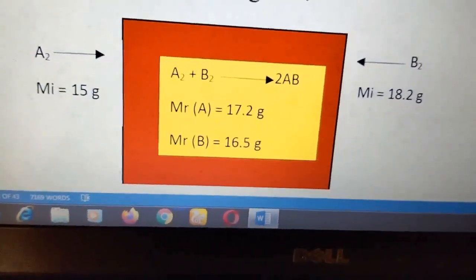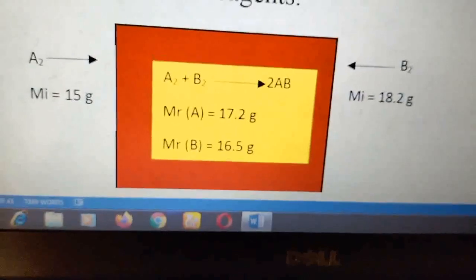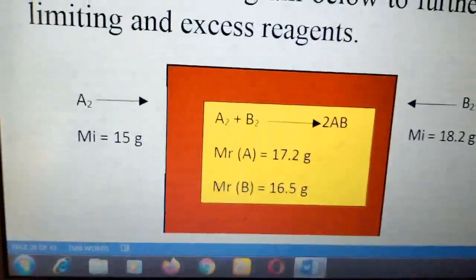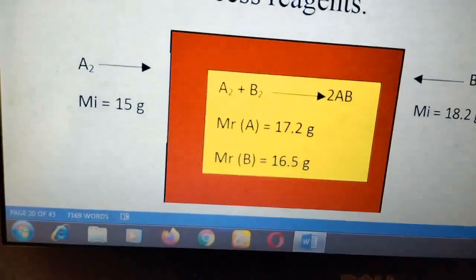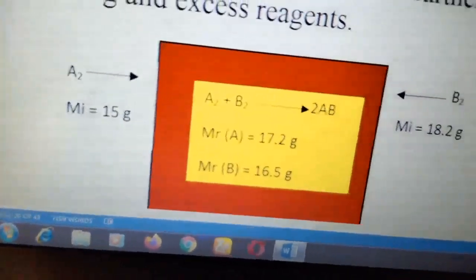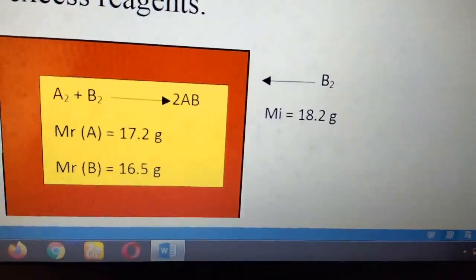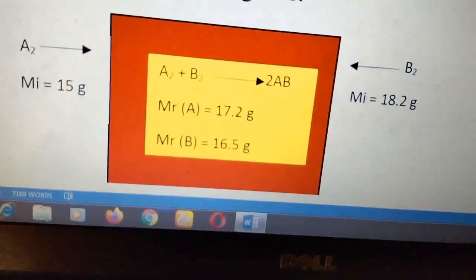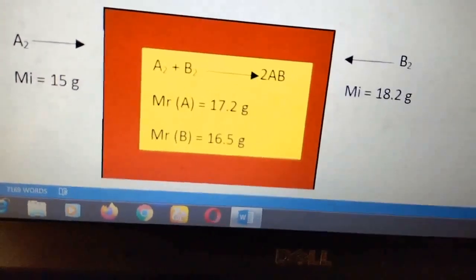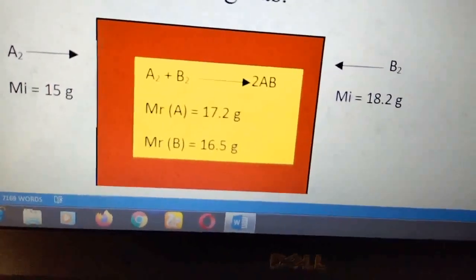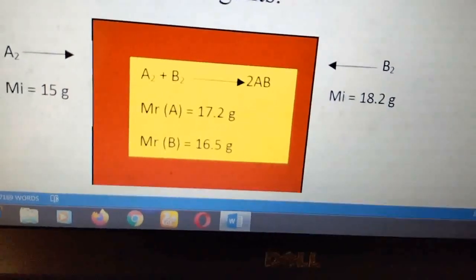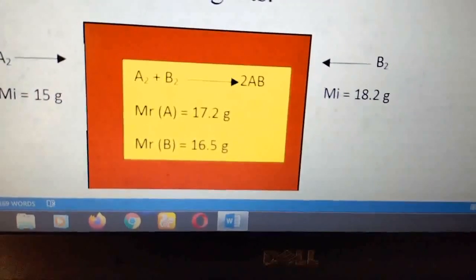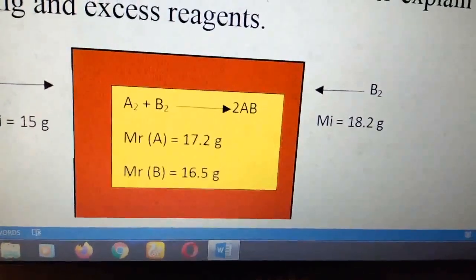Now, in stoichiometric questions involving limiting and excess reagents, you'll be provided with the initial amount of A, be it mass of A or moles of A, and the initial amount of B. But the reacting masses of the reactants, Mr for A or Mr for B, will not be given to you. You calculate them from the stoichiometric equation. So we'll be given initial masses, but the reacting mass will not be given to us. So let's go to examples now.